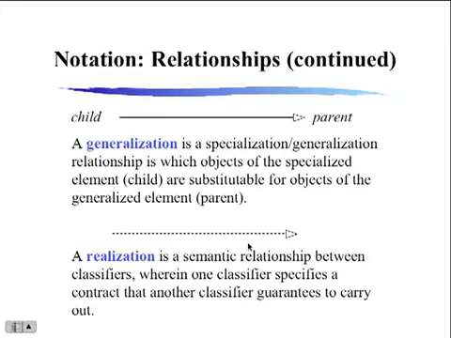And then the realization, which is the open line here instead of the solid line. So it's the semantic relationship between classifiers, where one classifier specifies a contract, and the other classifier guarantees to carry it out. Meaning, we're telling you to do this work, and that class is going to do the work. And we have nothing to do with that work, but this class is going to take care of it. It's like the print functionality that would go through a realization to a print module that actually does the printing. We don't do the printing, we just send it over there to do the printing. So, outsourcing.